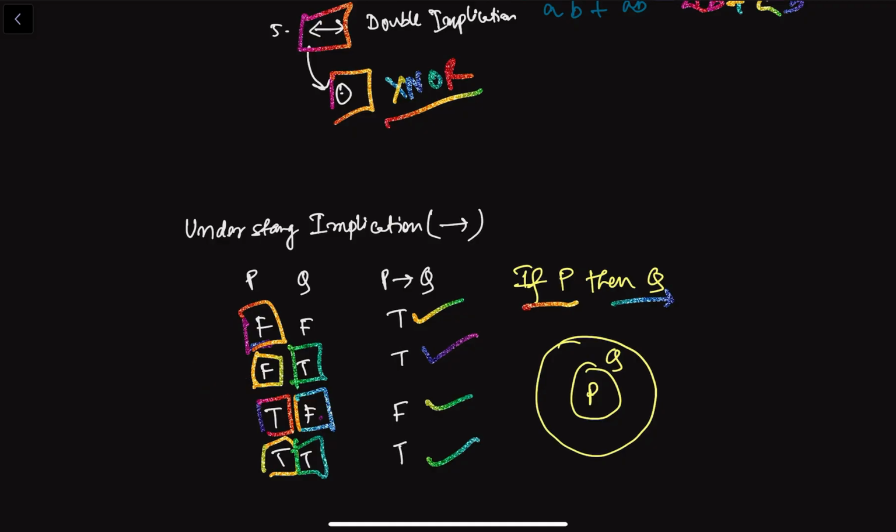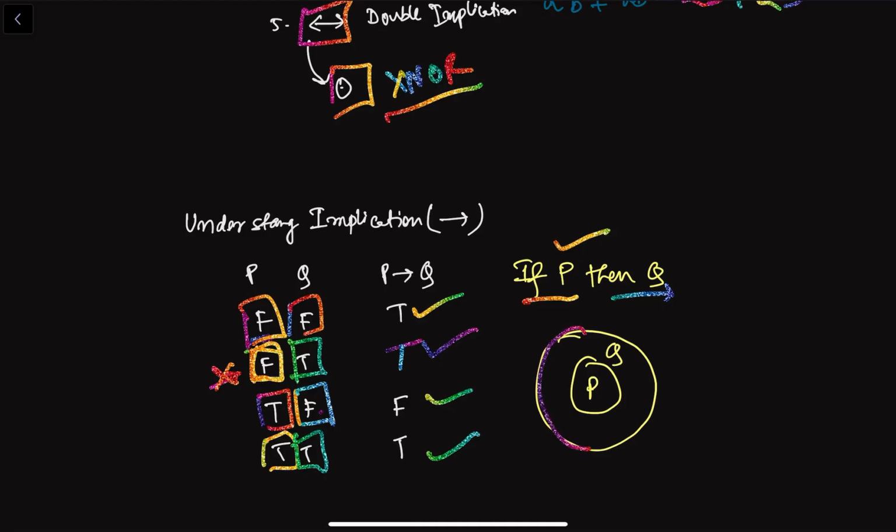Here P is false, but Q is also false. But in this logic, we are only covering the case where P is true. Since P is false, we don't care whether Q is true or false, so we write true. And here also P is false, so it doesn't matter whether Q is true or false. This statement will always be true.